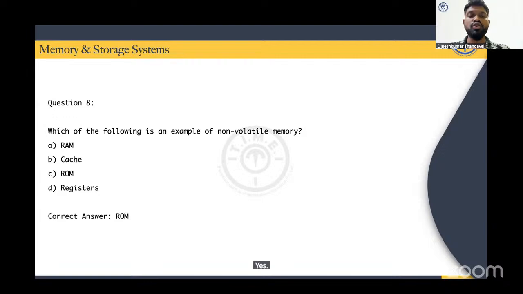Yes. ROM stores BIOS. Just now we discussed what BIOS is: firmware, boot instructions. So even when the power is off, ROM remembers everything. Hence, ROM is non-volatile. Talking about the other options: RAM is volatile, data is lost when the power is off if it is not stored. Cache is volatile, very small, but fast memory. Register, again, is volatile. It is inside the CPU. And the correct answer for this question is ROM.